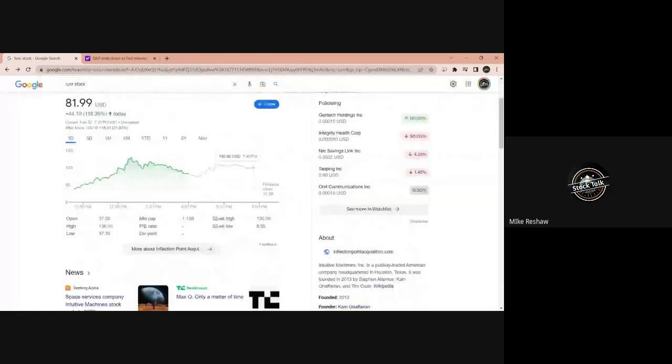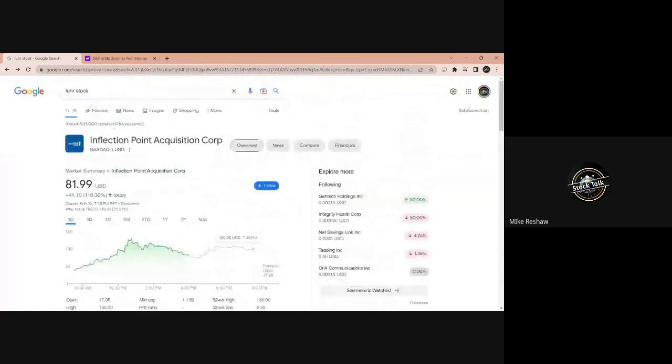The next stock we have is LUNR. LUNR. Last tick was $81.99. Looks like plus $44.10 today. So you saw that on the last board that we talked about, the last stock we had. Going to the chart, you saw a huge uptick. We're going to see why. We're going to go first to the website, check it out, and see a little bit what they do.